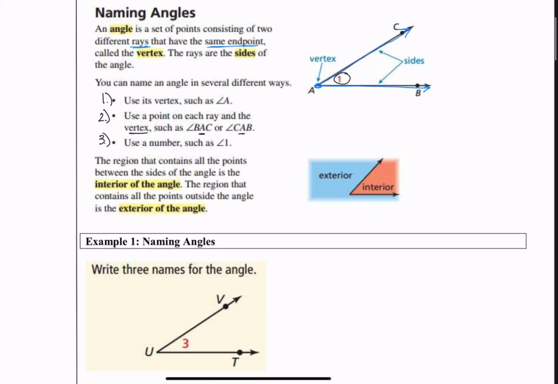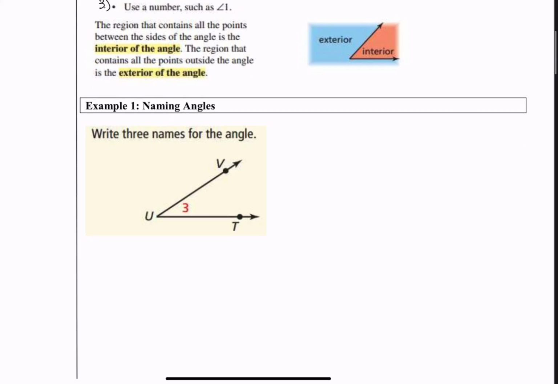This next section talks about the region containing the points between the sides of the angle is the interior. So you can see this red section here. That red section is the interior of the angle, and everything outside of that interior contains all the points outside the angle is what we call the exterior of the angle.